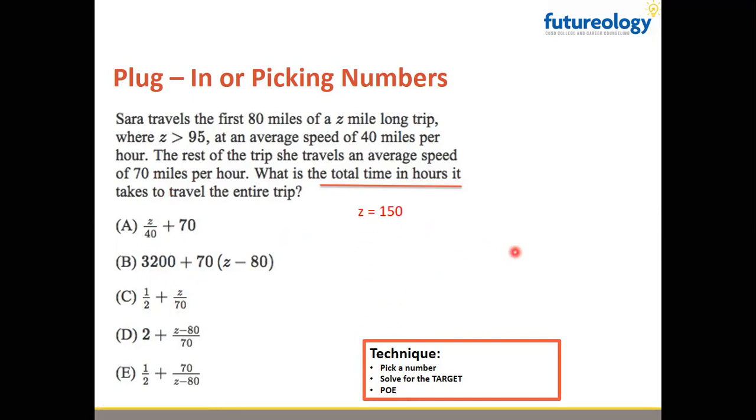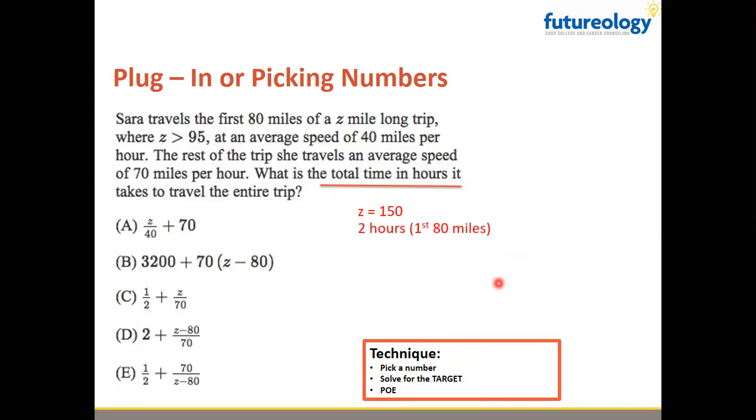I'm picking z, which is the miles, 150, because first 80 miles at an average, and then another 70 miles. So together, if I put 150, that accounts for the whole trip, okay? So it just makes the math easier. It even takes practice to pick numbers, but I'm an expert at picking the numbers because I've been doing this test a while. But if you picked 300, it would work. If you picked 400, it just might make the math a little bit harder for you. So again, you have to just practice picking good numbers.